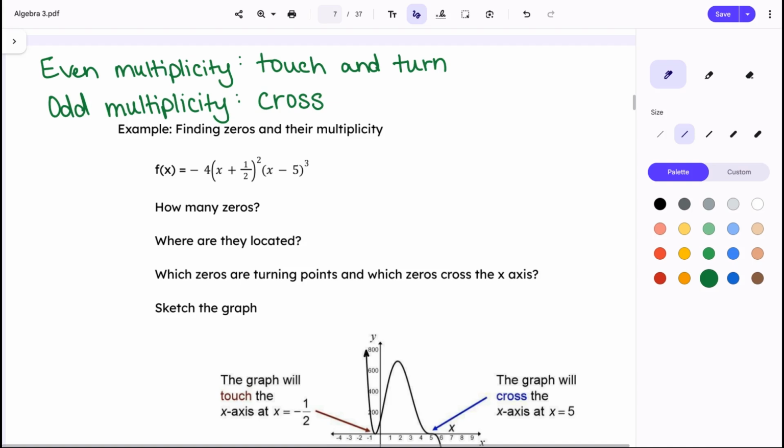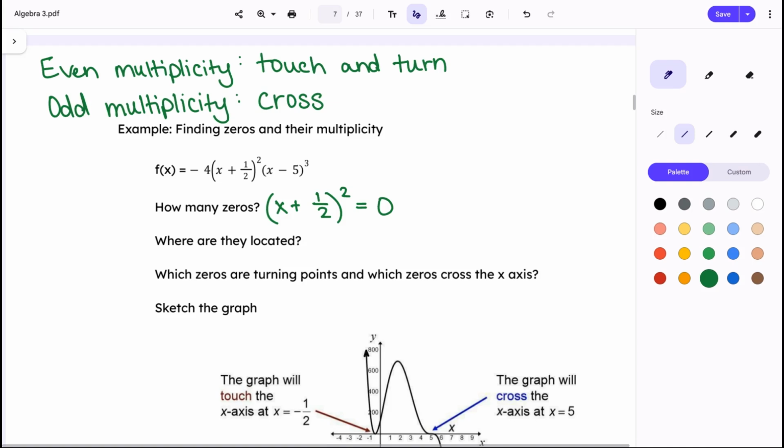What we need to just do is think about what happens if we start setting these quantities equal to 0. If you have a number sitting in the front, like that -4, if you set that equal to 0, it doesn't mean anything. So I'm not really concerned about that -4. I'm more concerned about the parentheses right now. If I set x plus a half equal to 0, and just think about what would happen if I solved for x.